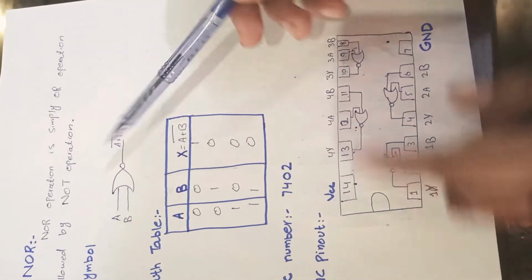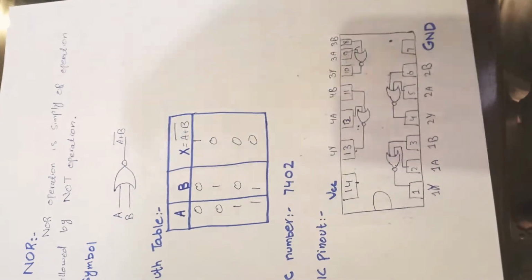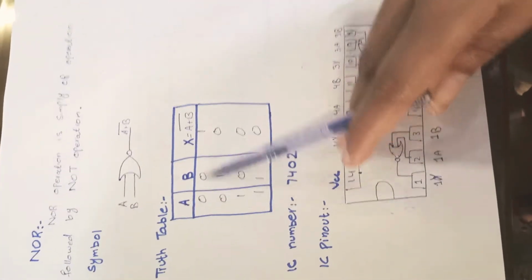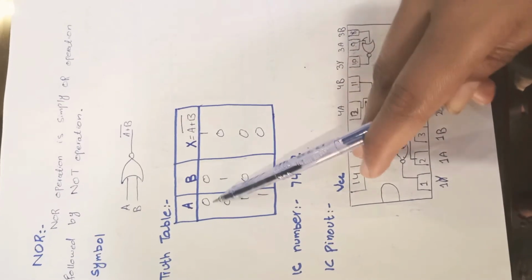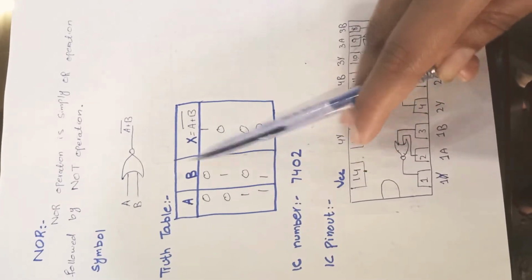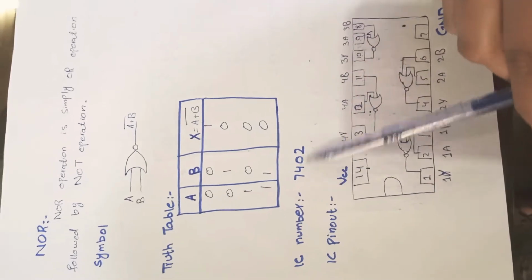This is the truth table of NOR gate, in which we can see that the NOR gate only gives high output when both of its inputs are 0. IC number of NOR gate is 7402.